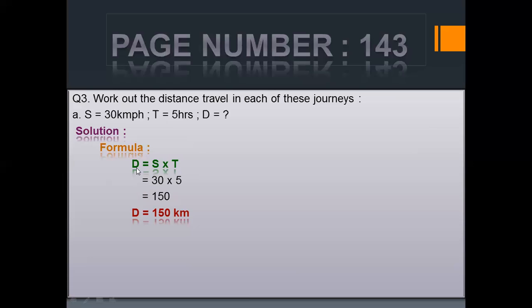Now we calculate the distance. The formula of distance is S multiplied by T. 30 multiplied by 5 is 150. It means that distance is 150 kilometers. The unit of distance is kilometer. We have three quantities: speed, distance, and time. The unit of speed is kilometer per hour, the unit of time is simply hour, and the unit of distance is simply kilometer.